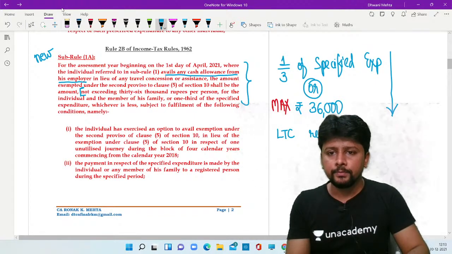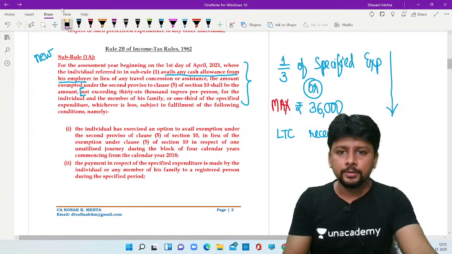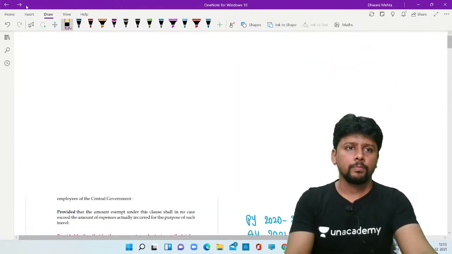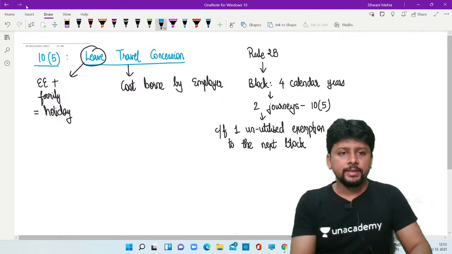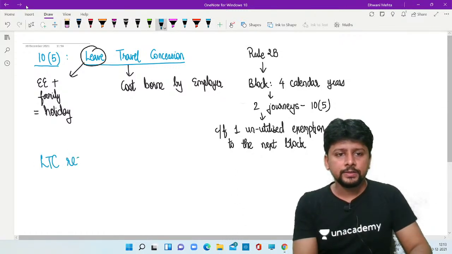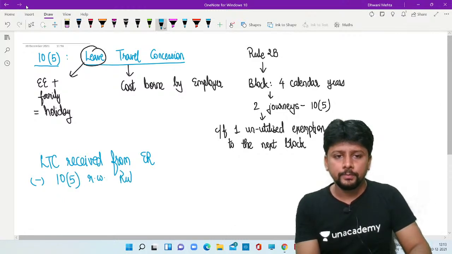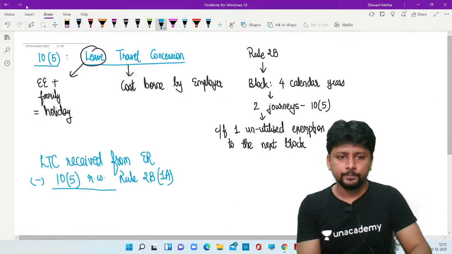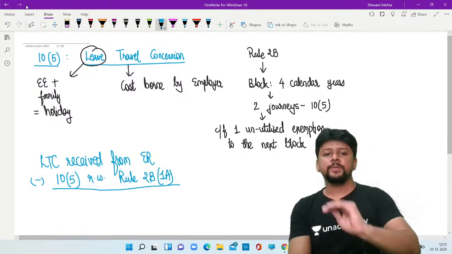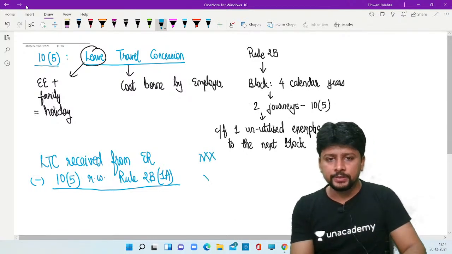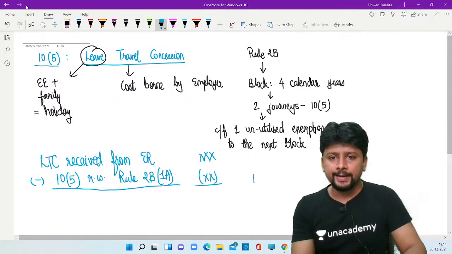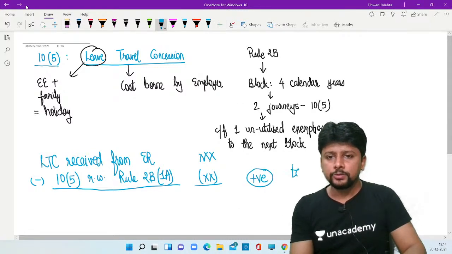Leave travel concession. Let me put it up on a different page. My working is going to look something like this. Leave travel concession received from the employer minus exempt under section 10(5) read with rule number 2B sub-rule number 1A. One third of the specified expenditure or maximum 36,000, whichever is less, and this amount that remains is going to be taxable for the employee.